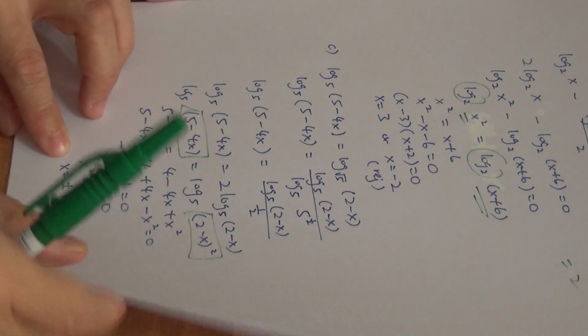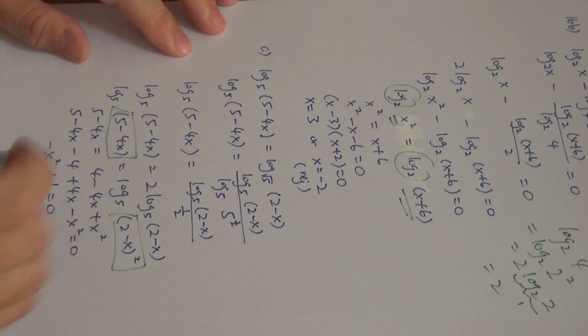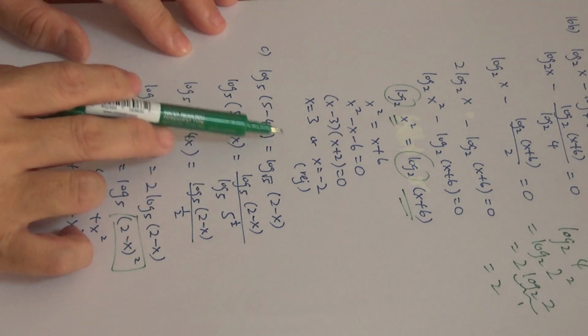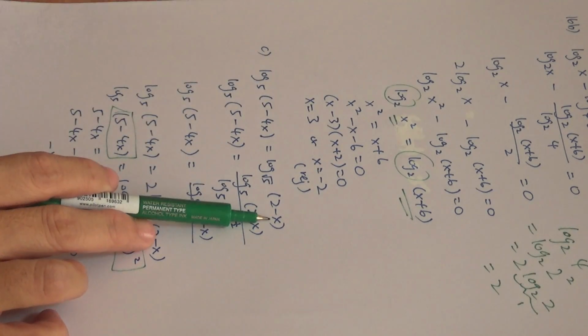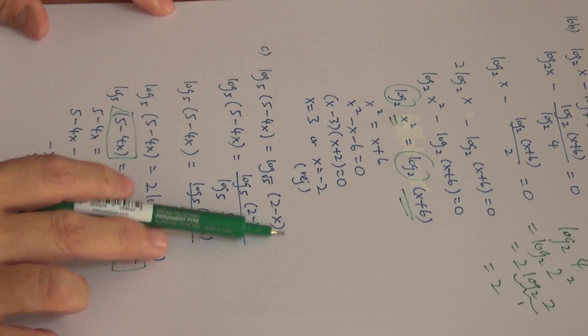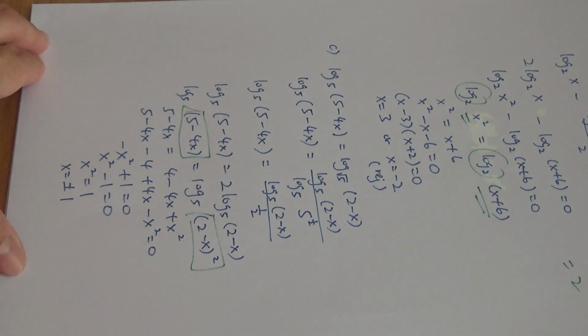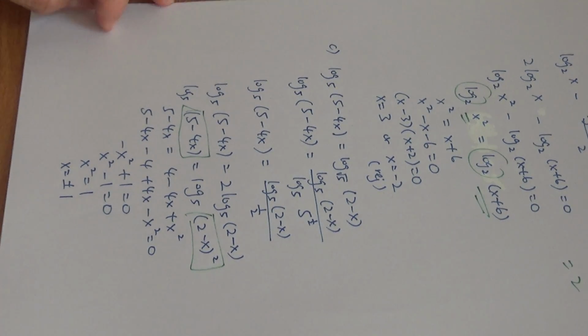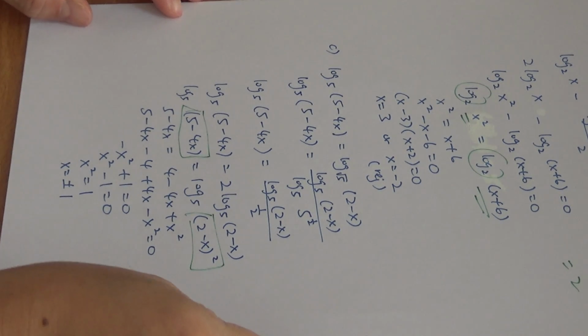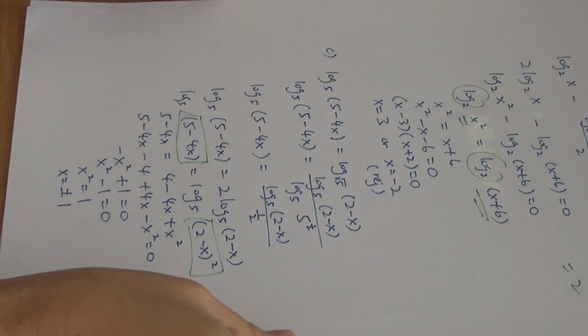Now remember to check back with the original one. Even if x is negative 1, this is positive. If x is negative 1, this is also positive. So there's no need to reject anything. Both answers, plus minus 1, are accepted in this particular question. That is your question 16.